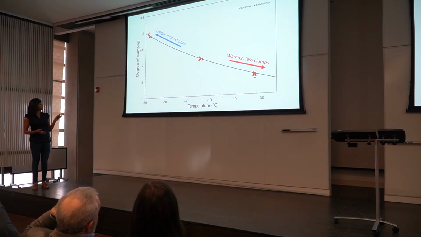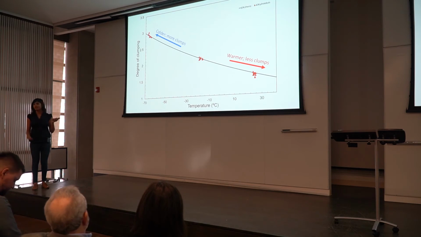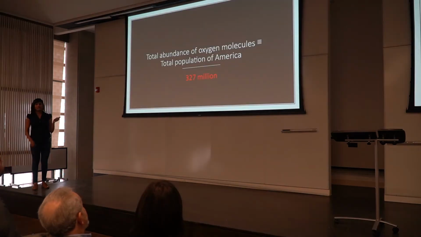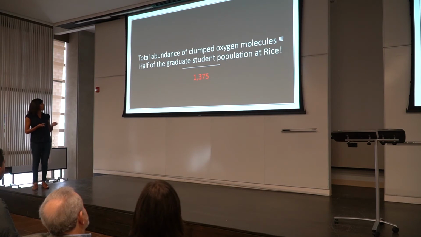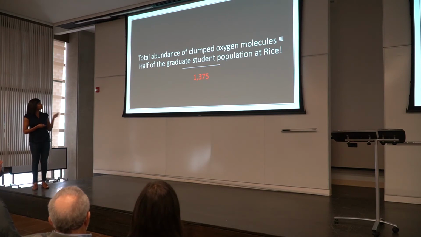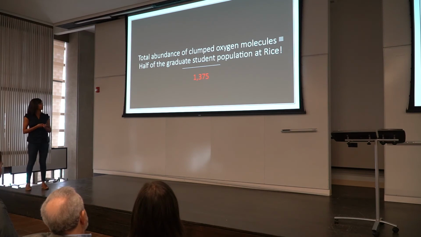But I'd like to point out here that these clumps are extremely rare, and to give you an idea of how rare they are, if you take an analogy of the total abundance of oxygen molecules being equal to the total population of America, then the total amount of clumped molecules of oxygen is less than half the graduate student population here at Rice. And even within this very, very small number, we can discern fine changes and make inferences about the Earth's atmosphere and the paleoclimate history of the Earth.